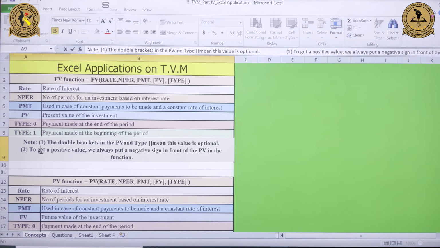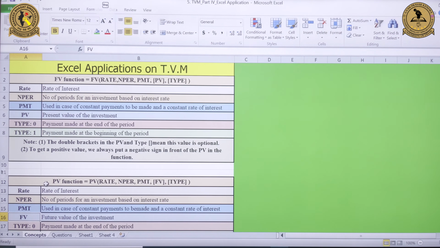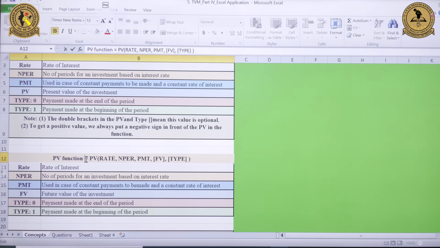Further, in order to get a positive value of the future value function, we must put a negative sign in front of PV in the function. Same is for the present value function as well. In MS Excel, we just need to type equals to PV. The moment I type equals to PV, it automatically asks for rate, NPER, PMT, future value and type.